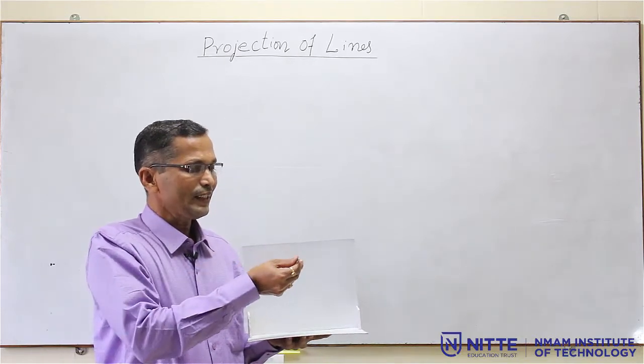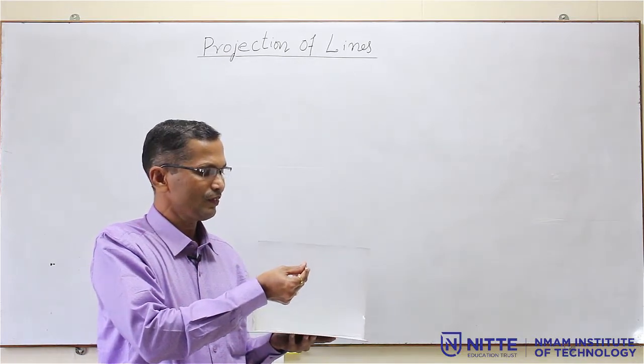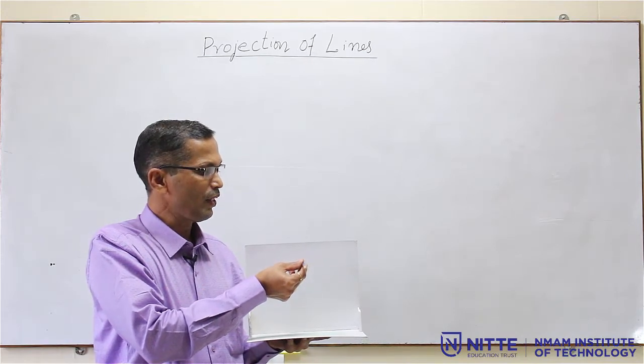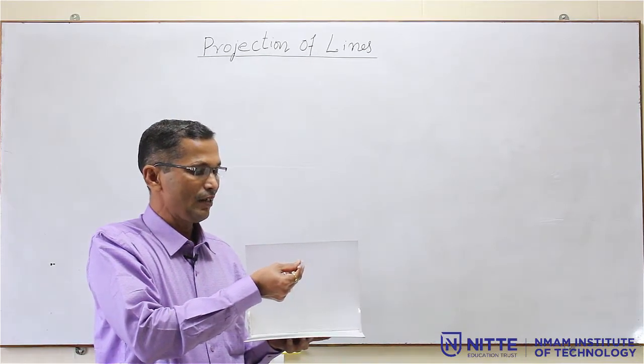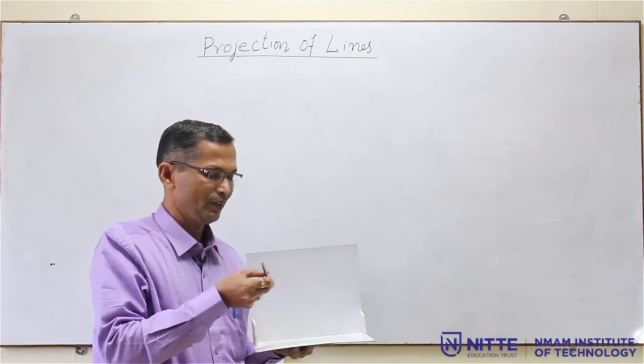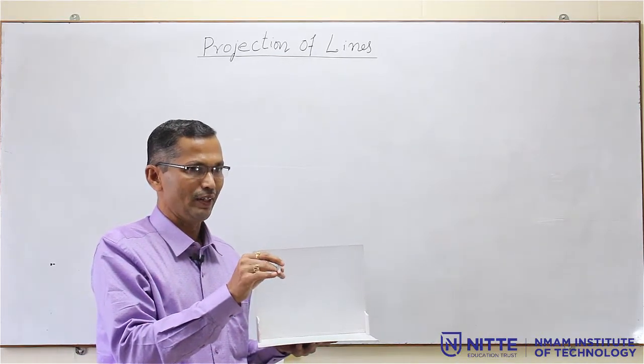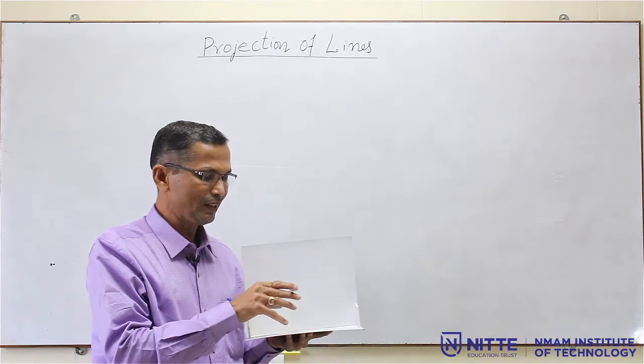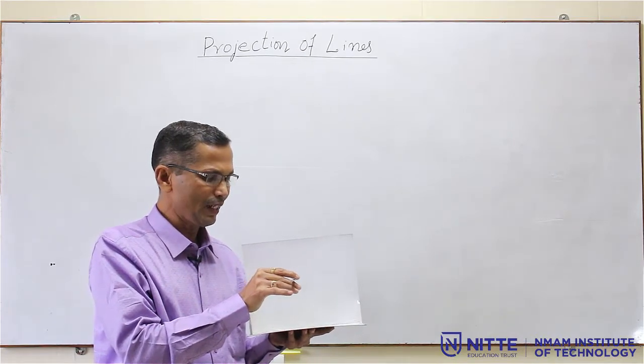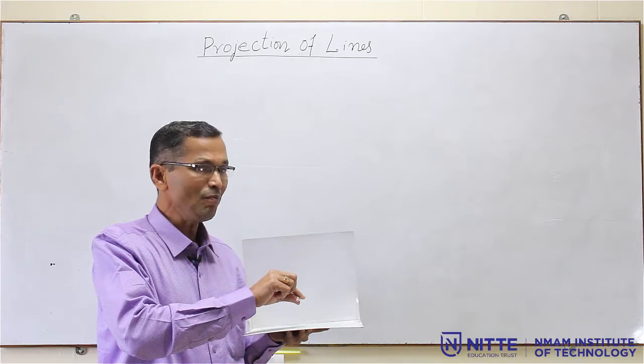Then I can hold it like this. This is the second position. What is this? Perpendicular to VP and parallel to HP. Now you should know what you mean by parallel. If a straight line AB is parallel to HP, it means both end A and end B are at equal distance from HP.